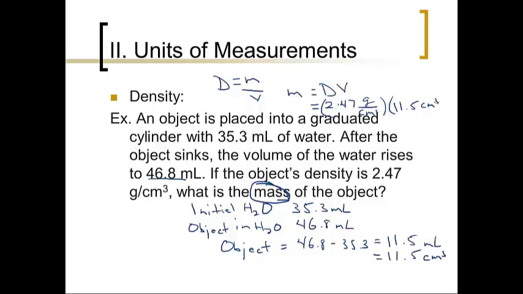Now, why do I want to use that? Well, just like in math, where numbers on top will cancel out with numbers on the bottom in a denominator, units also do the exact same thing. Okay, so what's the only unit I have left over when I do that? Grams. That's what I'm trying to get to, grams. That's my mass. So 2.47 times 11.5 will give you 28 point, let's call it 41 grams. Okay.